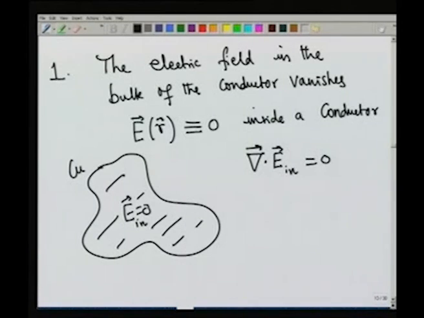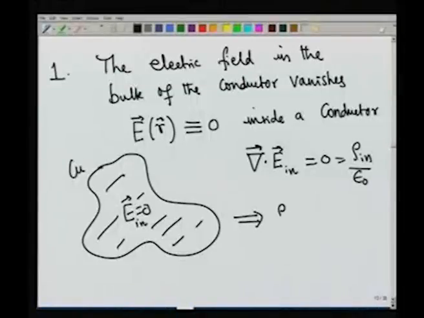But what does Maxwell's equation tell us, which we have derived, the electrostatic equation? This is divergence E equals rho by epsilon naught. What is my rho? That is the volume charge density in the conductor. So, this implies rho equal to 0 inside the conductor.